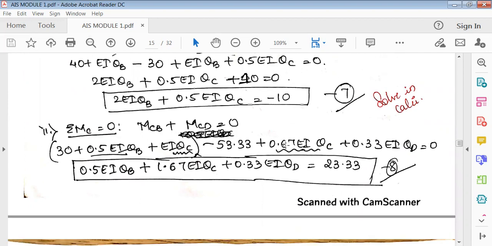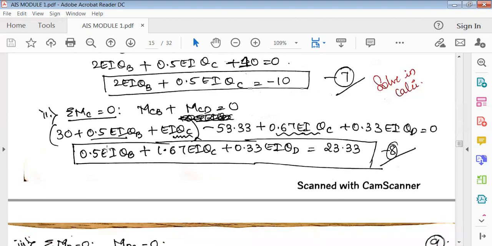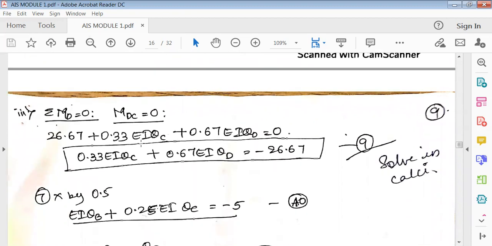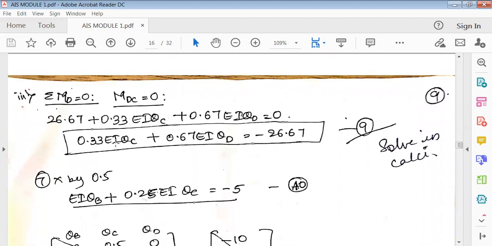Then press equal to again, then it is the next second equation, that is A2. A2 is 0.5, B2 is 1.67. Now here you have the C2 value. So C2 is 0.33, and D2 is 23.33. Similarly, next, the third equation, press equal to again and you'll come to the third equation, that is A3. So A3 is 0.33.